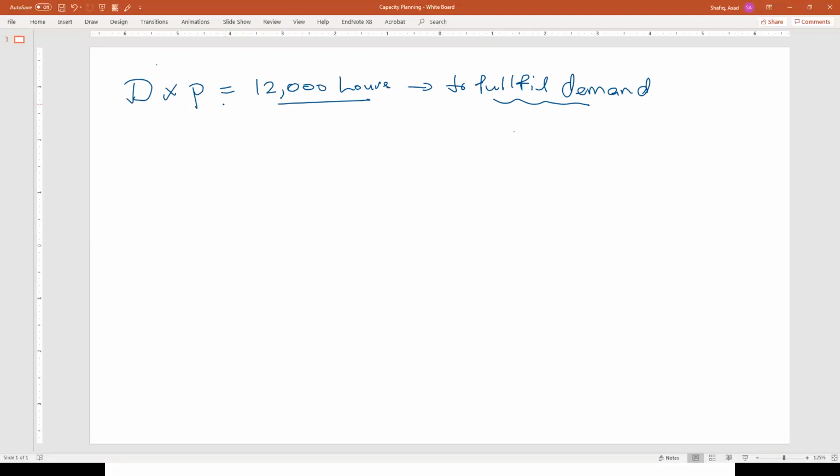So this is the demand. These are the number of hours we need to fulfill demand. Now, the question is, if we run the plant for 200 days in a year and 8 hours every day, we end up with 1,600 hours for one machine.